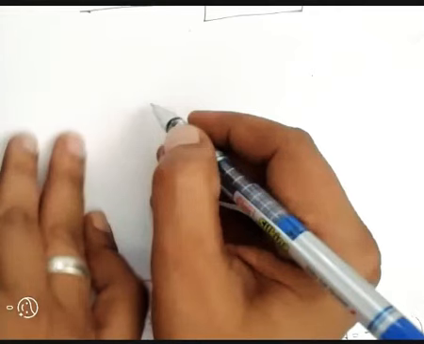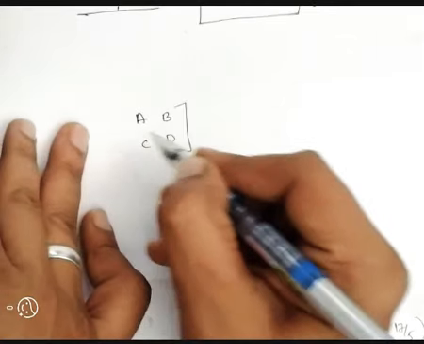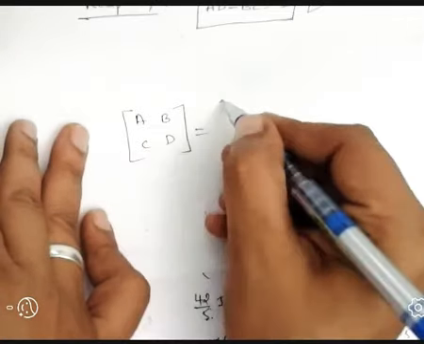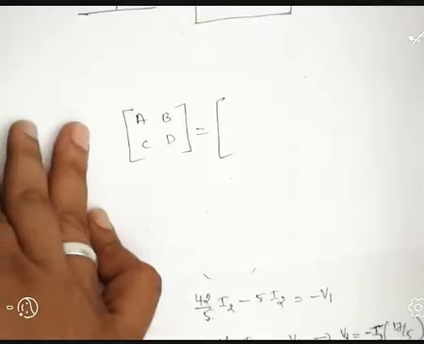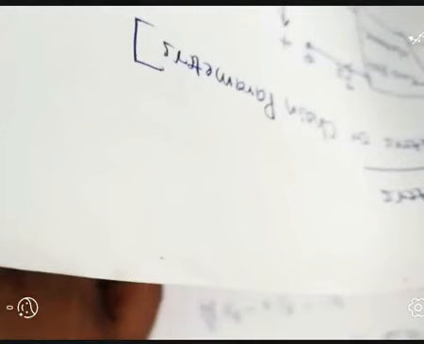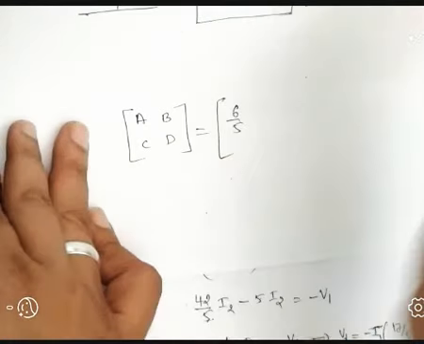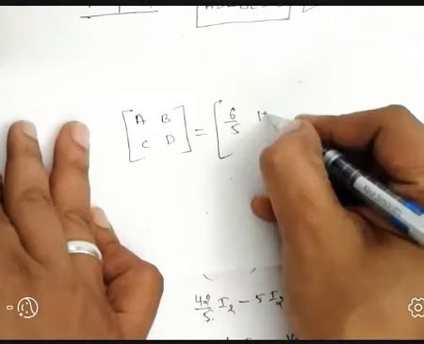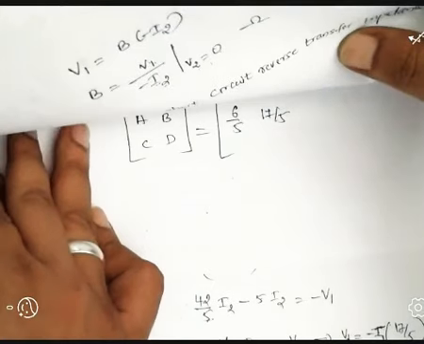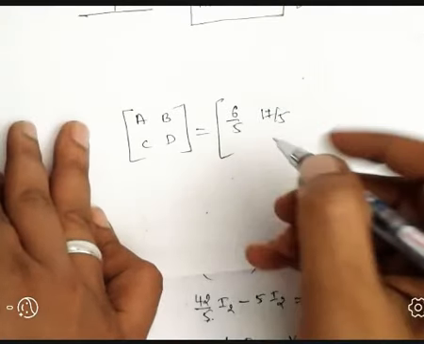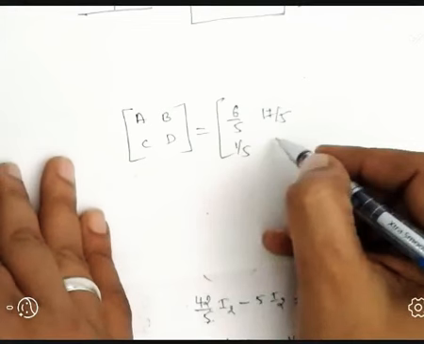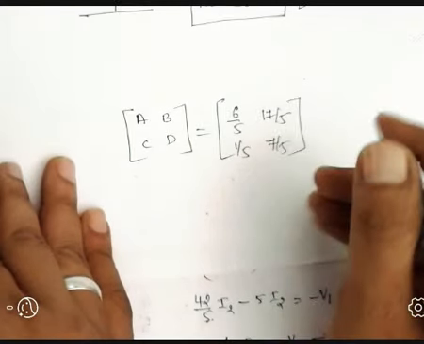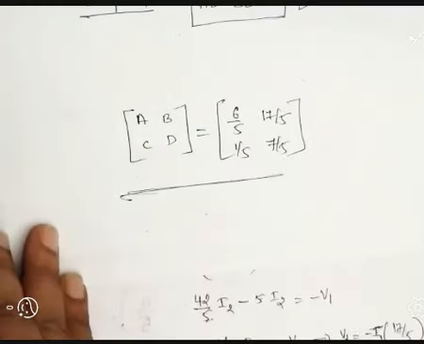The parameters A, B, C, D, what we calculated from the calculation, we are going to list. The parameter A is 6 by 5. The parameter B is 17 by 5, and the parameter C is 1 by 5, and the parameter D is 7 by 5. This is the example what we solved for the ABCD parameter.